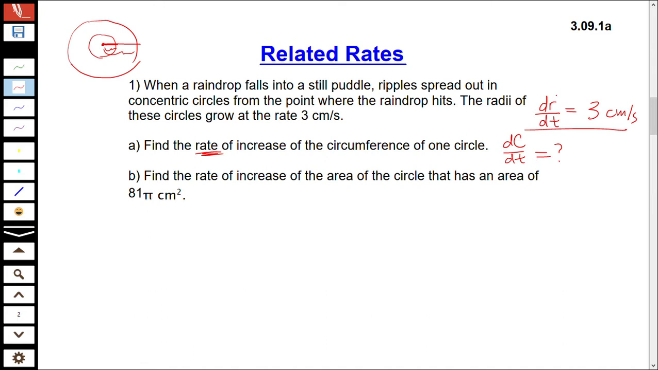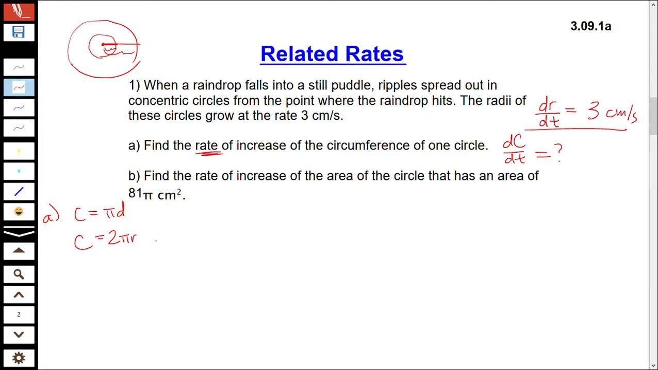We know how fast the radius is growing, but you'll notice that if the radius increases, then the circumference will also increase, so they are related. And your job is to know how they are related. So how are C and R related? To get the circumference of a circle, if we know the radius, then we can use our formula. The equation for the circumference of the circle is C equals pi d, and the diameter is twice the radius, so C equals 2 pi r.